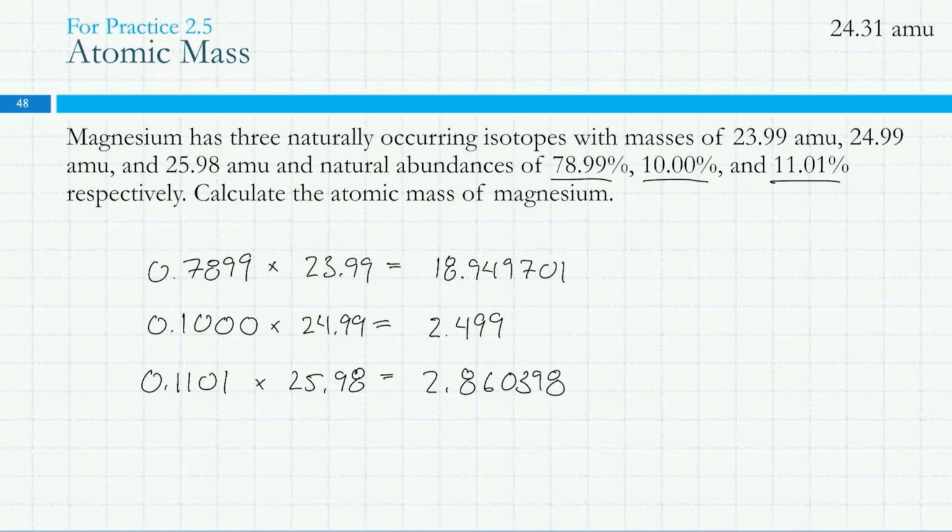The other thing that's interesting when you do this math, especially when you write it out this way, is you can look at the piece of that atomic mass being contributed by each of your isotopes. By far, 23.99 contributes 18 of the total mass, whereas the other ones are like 2.5 to almost 3. And when we add all of those up together, we get to 24.309099.